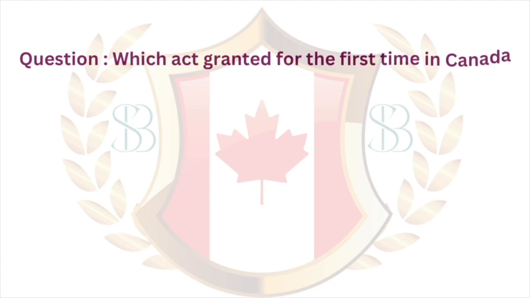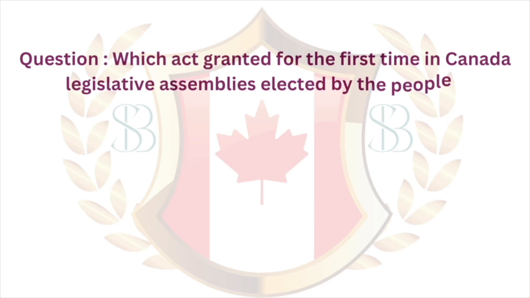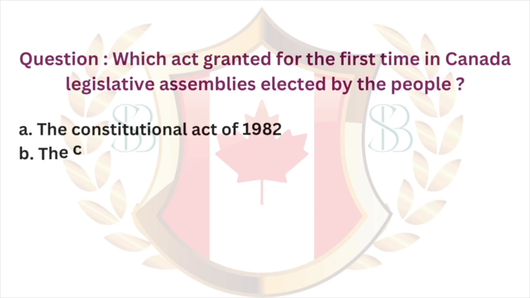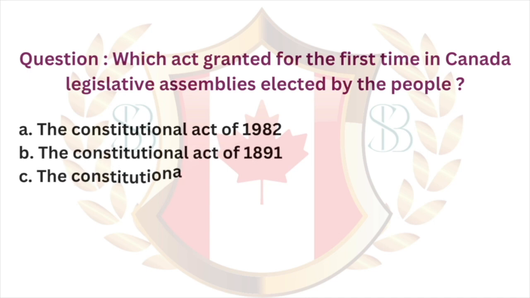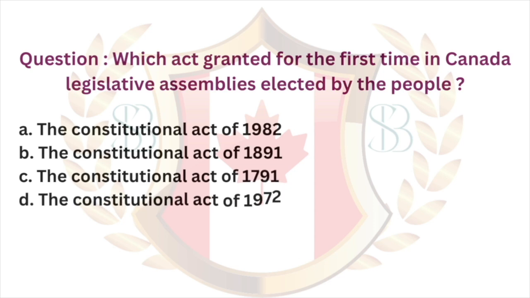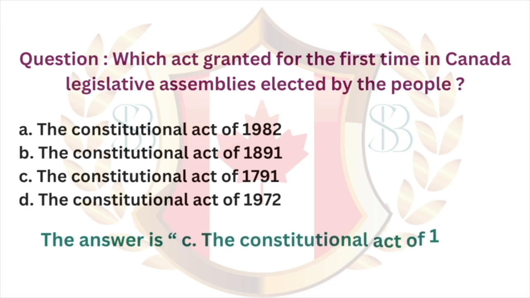Question: Which act granted for the first time in Canada legislative assemblies elected by the people? A, the Constitutional Act of 1982. B, the Constitutional Act of 1891. C, the Constitutional Act of 1791. D, the Constitutional Act of 1972. The answer is C, the Constitutional Act of 1791.